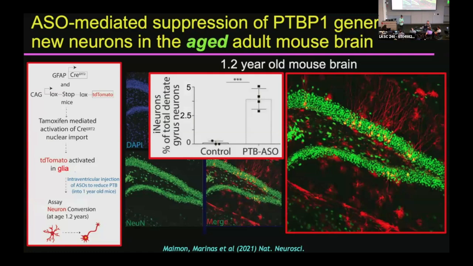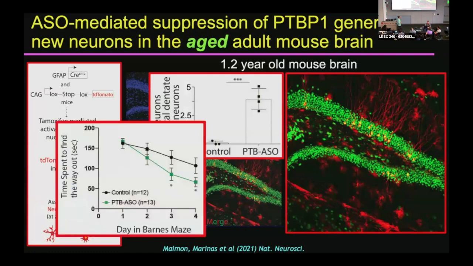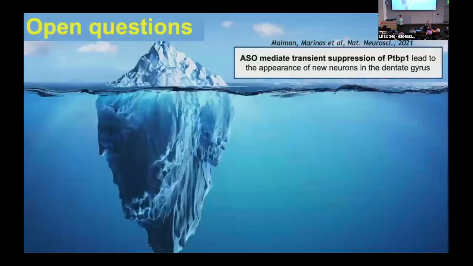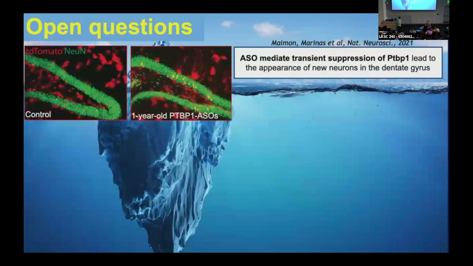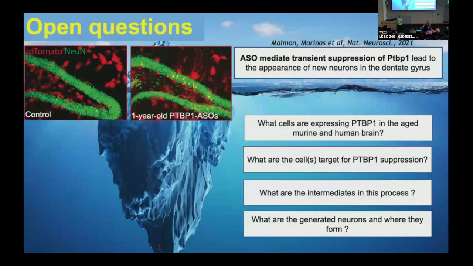I think it's really interesting, but one of the highlights is that we think that these 4% of neurons could really modify mouse behavior. So when we test the memory of these mice, we see that they are behaving better in the Barnes maze, so they find a way out faster than the control group. So this was interesting, and we concluded at that time that ASO-mediated transient suppression of PTB led to the appearance of new neurons in the dentate gyrus, and here you could see one example, control versus the ASO injected, at least 2 months after. But there are many open questions still.